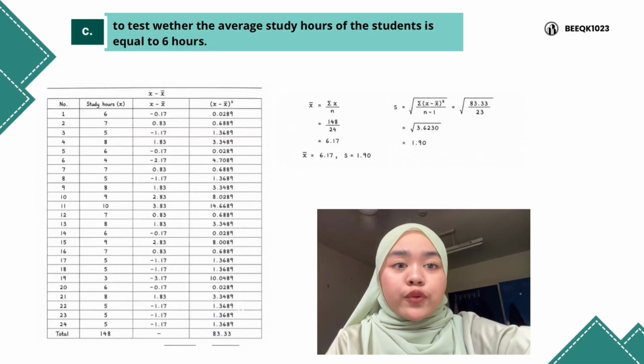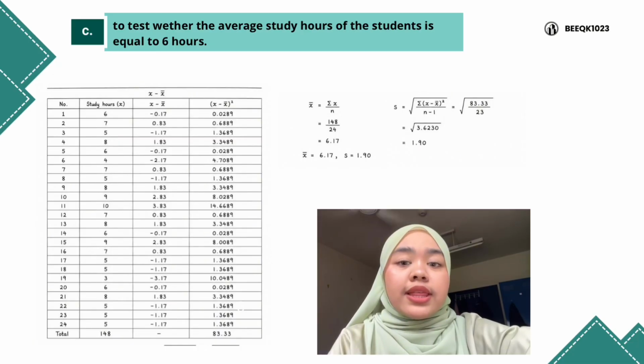Next, let's move to question C, to test whether the average study hours of the students is equal to 6 hours. Let's begin with our sample data from 24 students showing their daily study hours. First, the total of study times is 148 hours. Dividing by 24 gives us a sample mean of 6.17 hours per day.